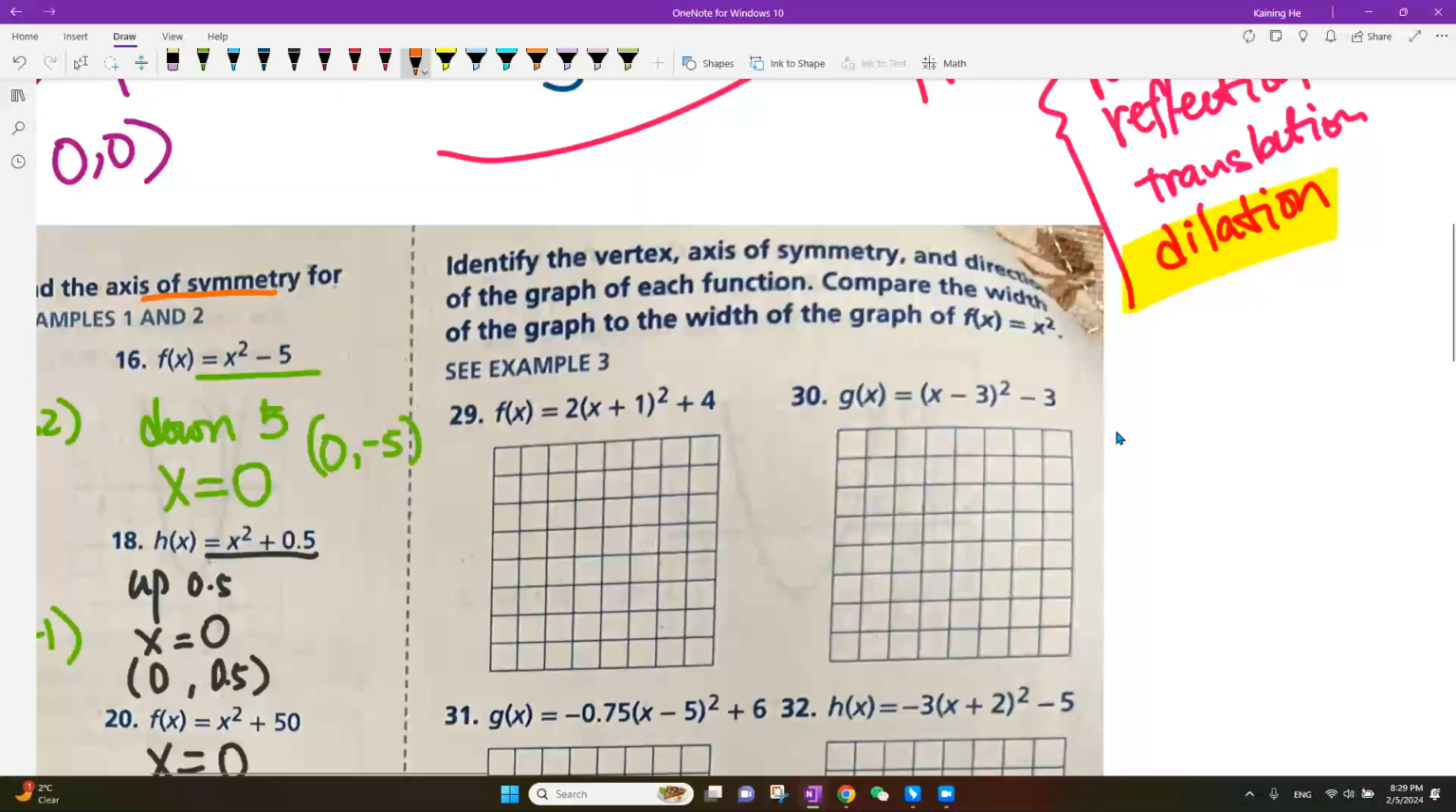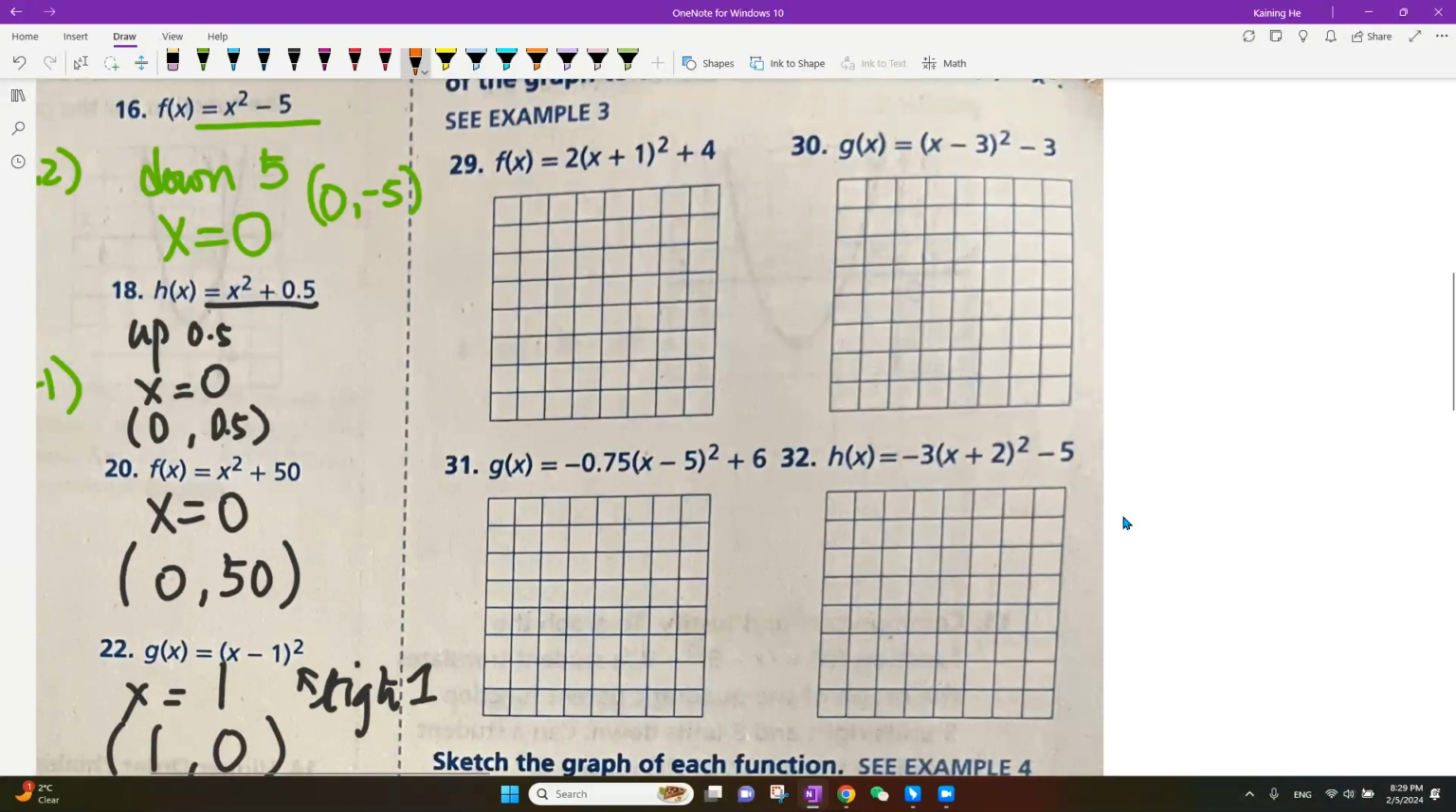Identify the vertex, axis of symmetry, and direction of the graph for each function. Compare the width of the graph to the width of the graph of x squared. Now this one, look at this one. Questions number 29 all the way to 32 all have a coefficient. Now is the time to see them. We have a 2, we have nothing, we have 0.75, we have a 3. Again, be careful with the sign. When we have a sign, it just means that we open up or open down, for the happy face or sad face.